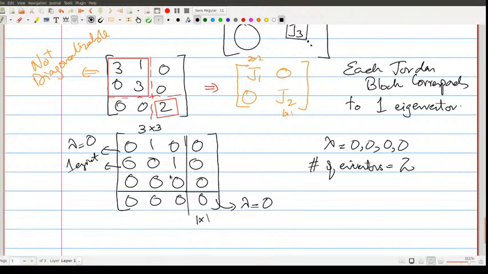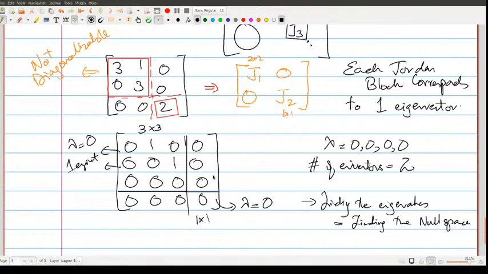And it's easy to see if you try to find the null space, right? So there's a connection between finding the eigenvalues for this one, and it's the same as finding the null space. It's not always true in every case, but for this case, when you have 0 as the eigenvalue, it's exactly true. Okay. So that's the idea of a Jordan block.